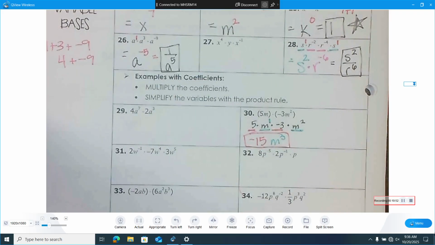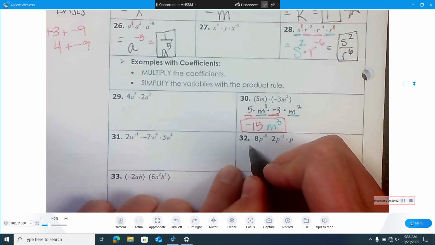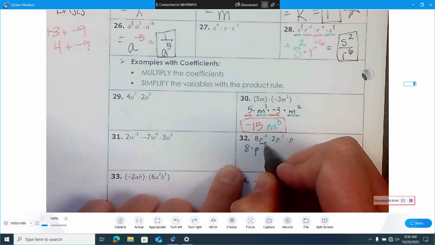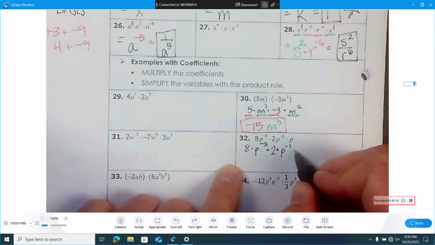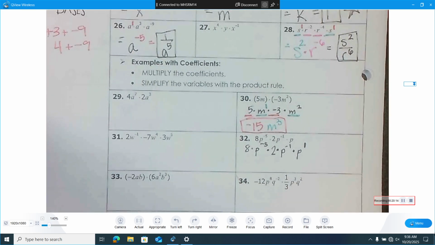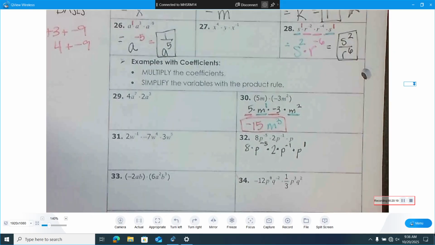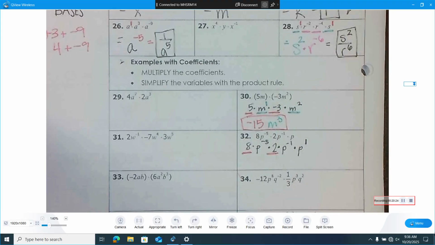Let's look at number 32. Again, I like to sort of stretch everything out because I think it makes our life a little bit easier. I have an 8 times p to the negative 5 times 2 times p to the negative 1 times p to the first power. So I can stretch everything out. Everything is just multiplication. And I'm going to multiply my numbers together. I have an 8 times 2. What's that? 16, yeah.